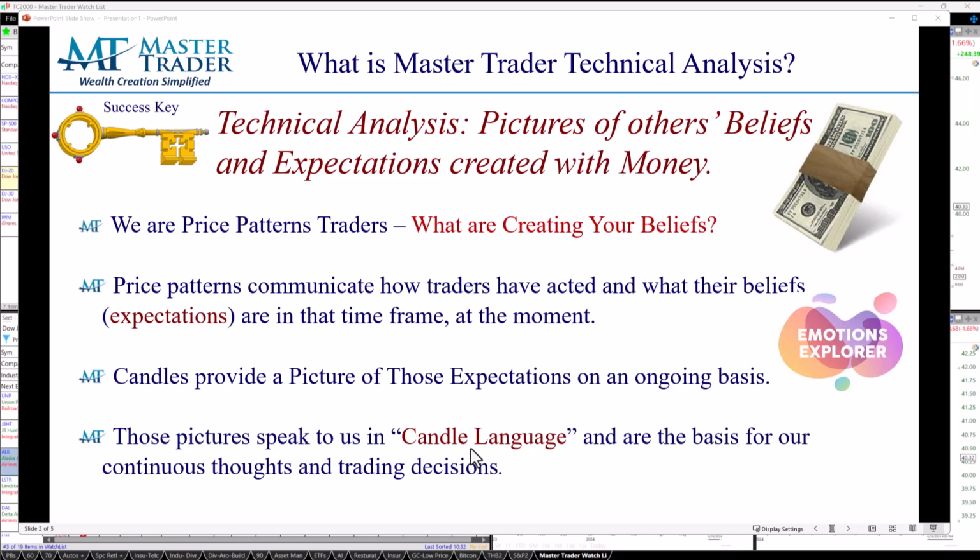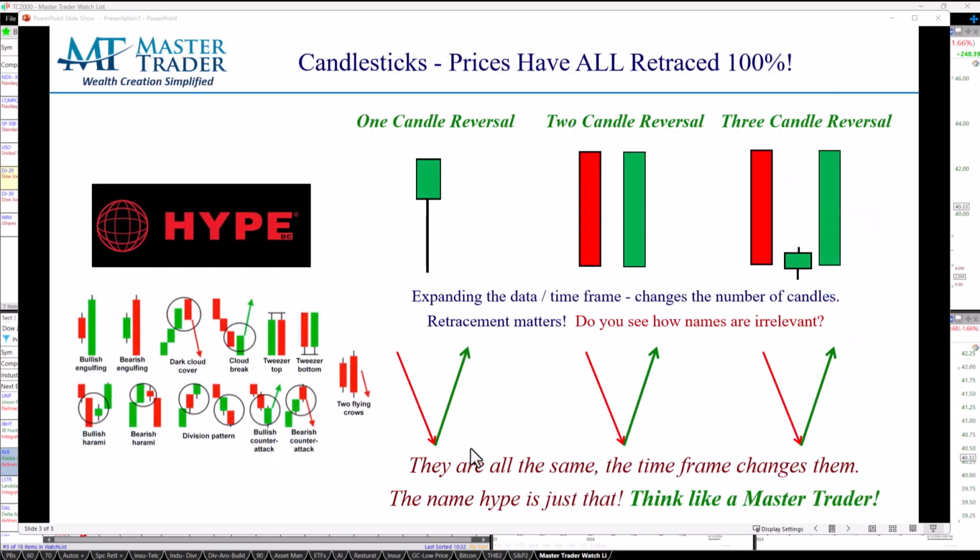And I call it candle language because as you read them bar by bar, they tell us what happened. Is it following through on what it suggested was going to happen, or was there an abrupt reversal that could add to our analysis? So when we look at candles, we're always looking to simplify. All of this on the left there, what they call candlestick hype, these different names, to us they're irrelevant. Prices are either going up or down or reversing, momentum slowing or increasing.